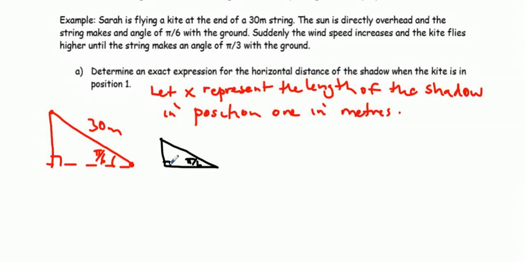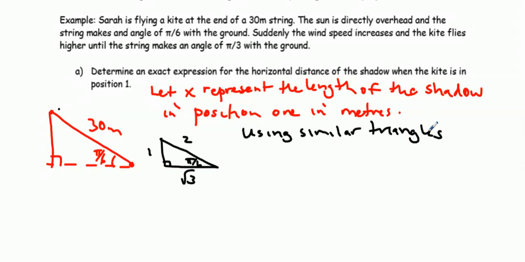I know that this is the special triangle, pi by 6, pi by 3, so I know across from pi by 3 is root 3. I know across from pi by 6 is 1, and I know the hypotenuse is 2. So these are similar triangles. So by similar triangles, I could say, I'll just write using similar triangles, we would have that these two are related, so we would write 30 over 2 equals, so this one is to this one as x is to root 3.